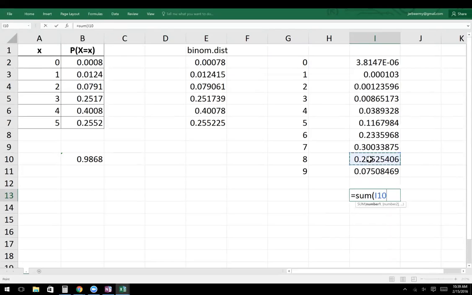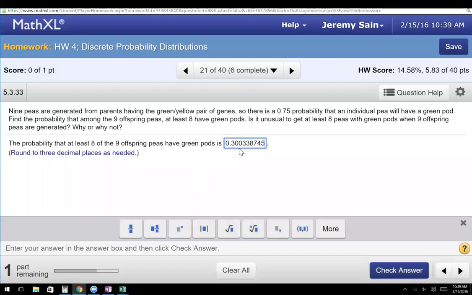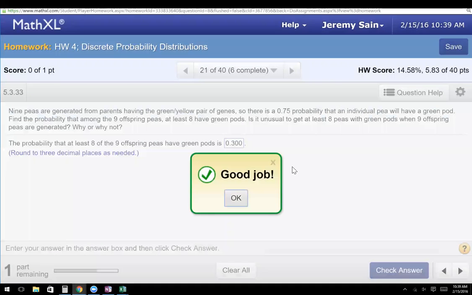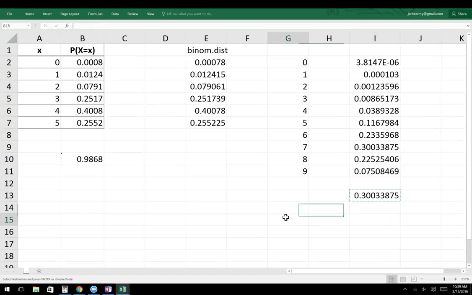Yeah, just add up the 8 and the 9. All right, so three decimal places, so it's just going to be 300. All right. The other thing we could have done, so remember, Excel will do this cumulative thing for us.